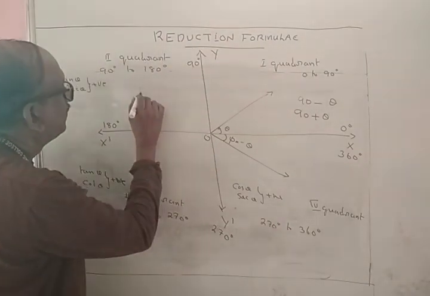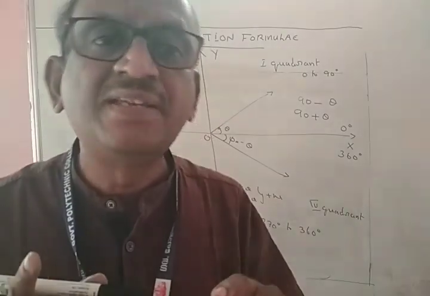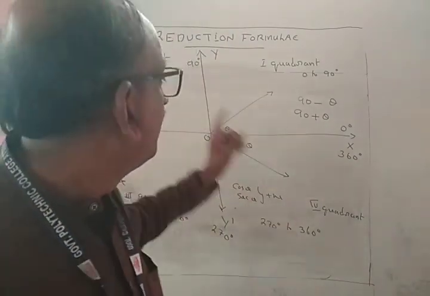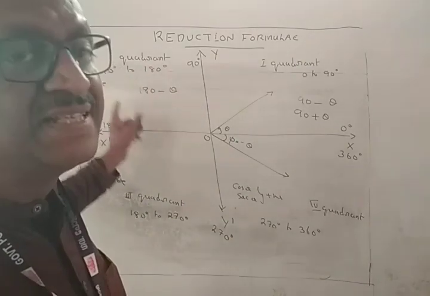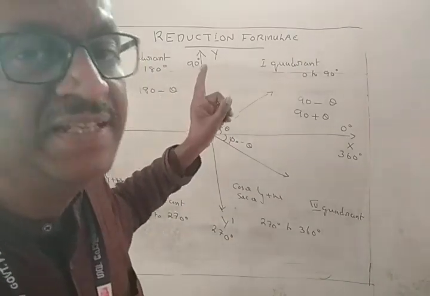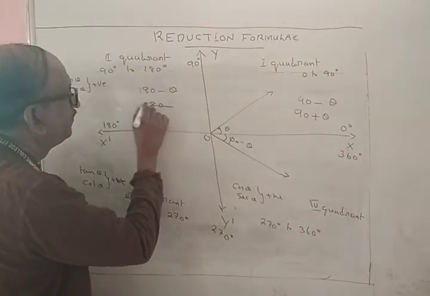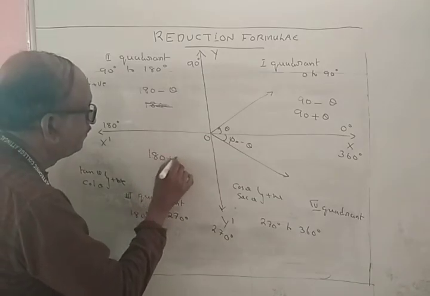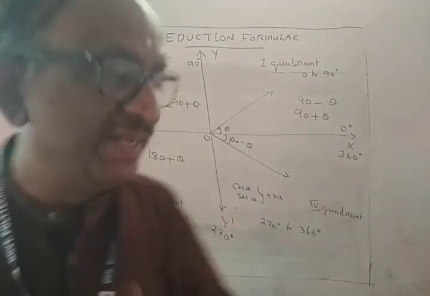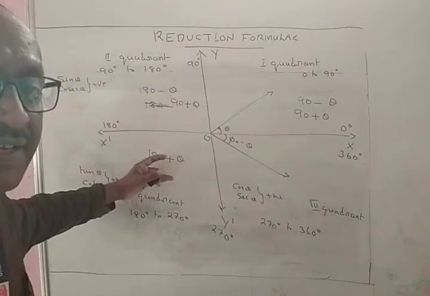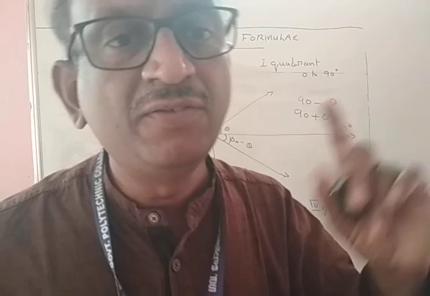Next, 180 minus theta is obtained from theta. Therefore, it is also a related angle. 180 minus theta is less than 180, and less than 180 is in the second quadrant. Therefore, 180 minus theta is in the second quadrant. Next, 180 plus theta is greater than 180. Greater than 180 is in the third quadrant. Therefore, 180 plus theta is in the third quadrant. It is also a related angle of theta.